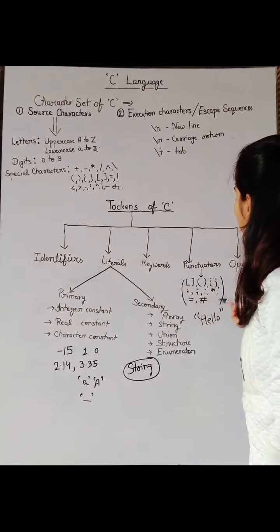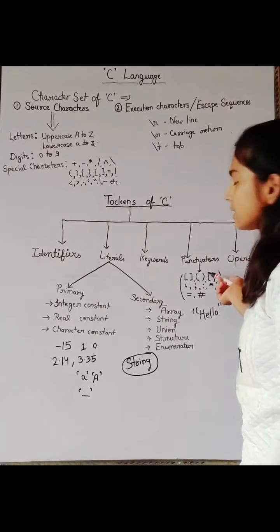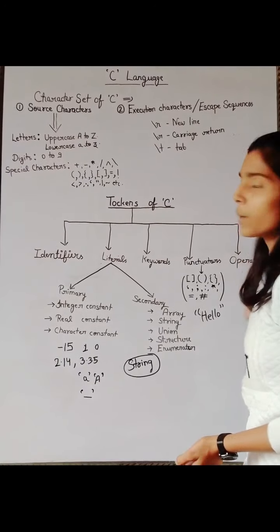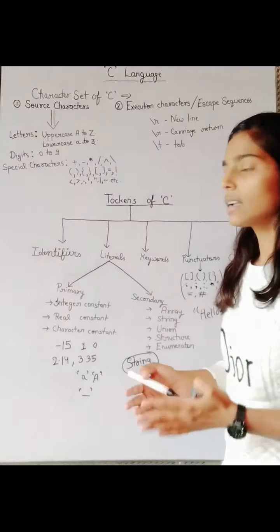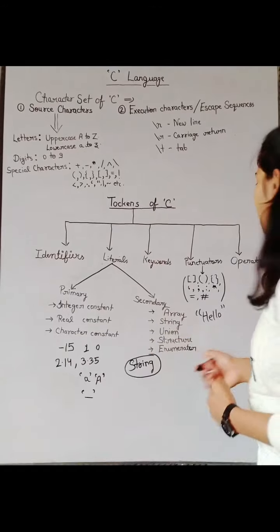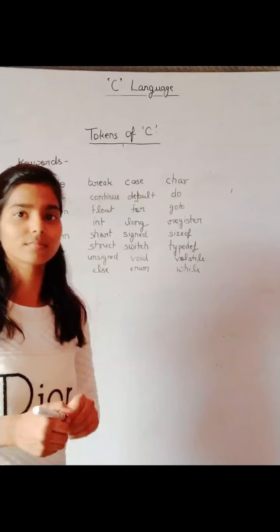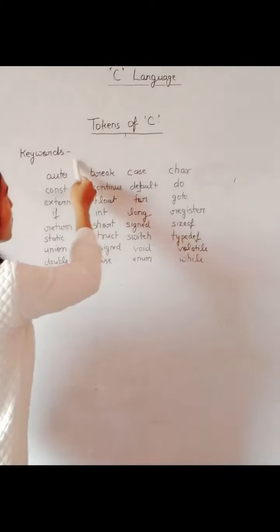Now let's move to the punctuators. Punctuators are the symbols that are used in C for separating. Okay. Now let's move to the operators. What is an operator? Operators are the symbols that act upon data. An operator performs an activity on the data. Now let's move to the keywords.